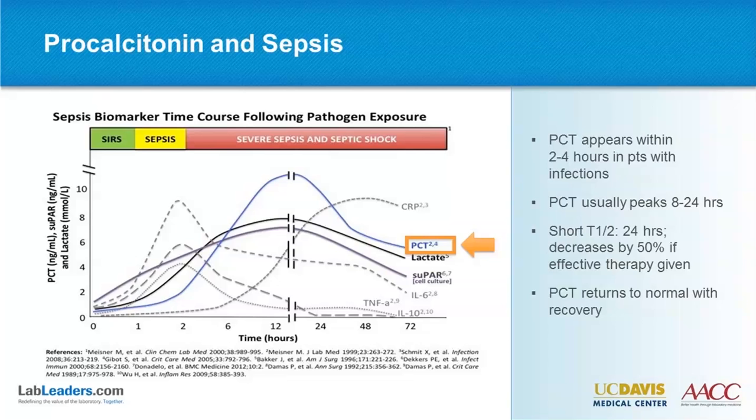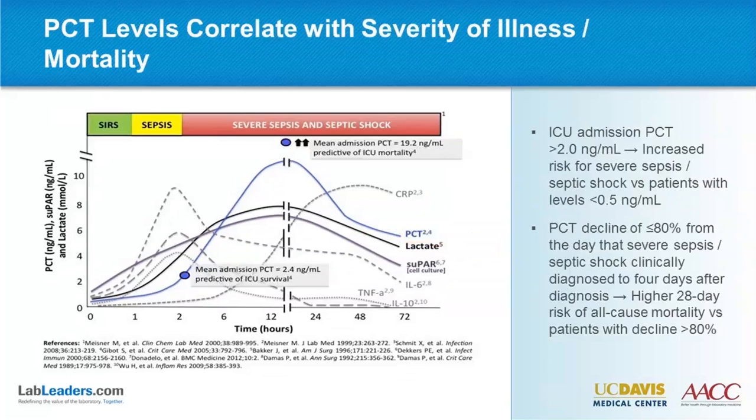And as we would guess, PCT returns to normal once the patient recovers, so that's a good thing. The other thing that early studies have shown is that the higher the PCT that you have at admission for sepsis, the worse off you're going to be. So in one study, we see that an average PCT at ICU admission of about 2.4 nanogram per ml is predictive of survival versus those that have a mean PCT at ICU admission of 19.2 nanogram per ml.